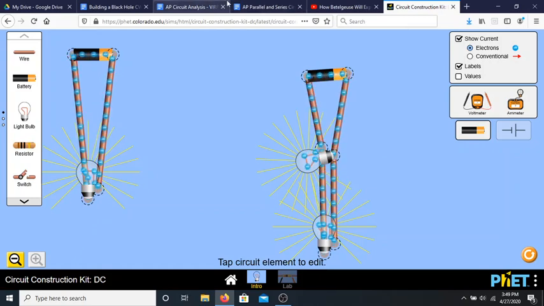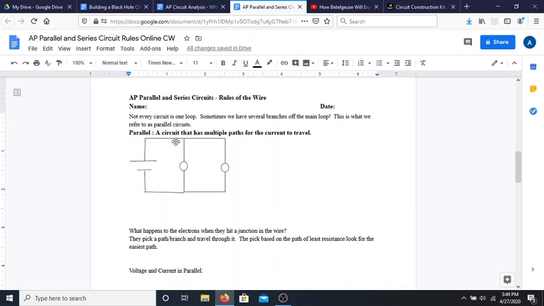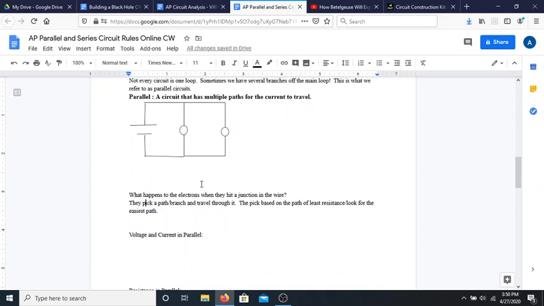Now, you'll notice if we look at our setup, we've got multiple branches for the current to go through, which means in theory, if one of these light bulbs burns out, that doesn't necessarily mean our circuit's dead. Or if I take one of the light bulbs out, it doesn't mean the current's going to stop flowing. Because if I have multiple paths, if I have something in parallel and one of the branches stops working, the current just says, oh well, I can't go through this anymore, so it switches to the other branch. So in a parallel circuit, the current makes a choice and it splits.